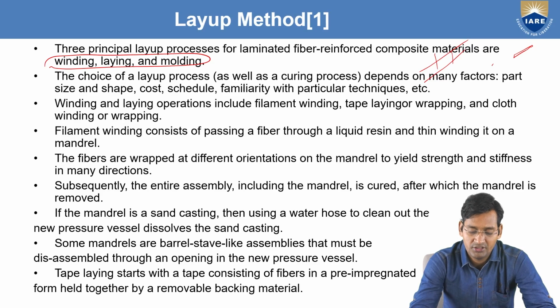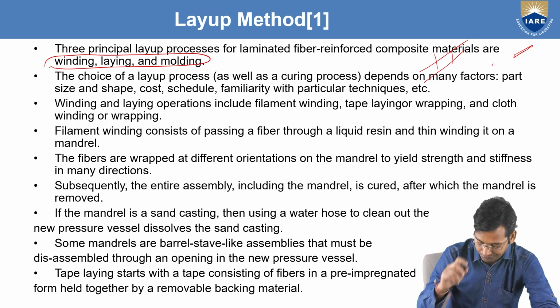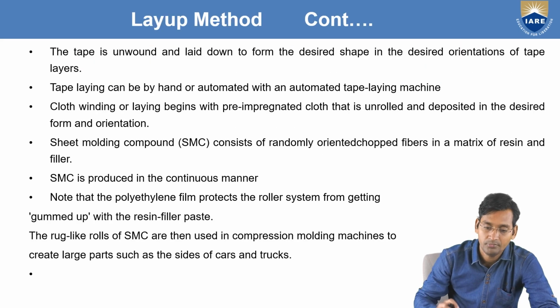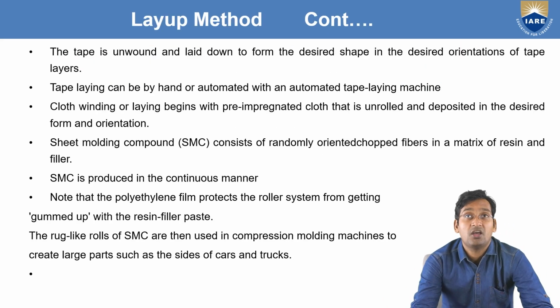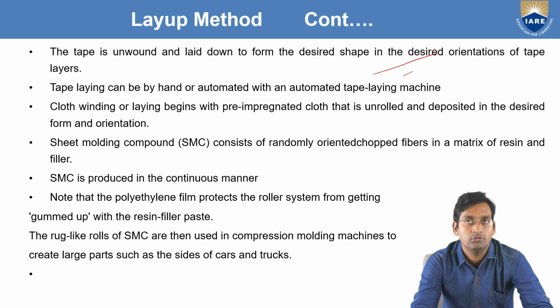Tape laying starts with a tape consisting of fiber in a pre-impregnated form held together by a removable backing material. So the backing material is required to be removed. The tape is unwound and laid down to form the desired shape in the desired orientation of tape layers. So whatever is there, just unwind it, and then allow it to lay down. And after that, whatever the design direction requires, you can put it in that direction.